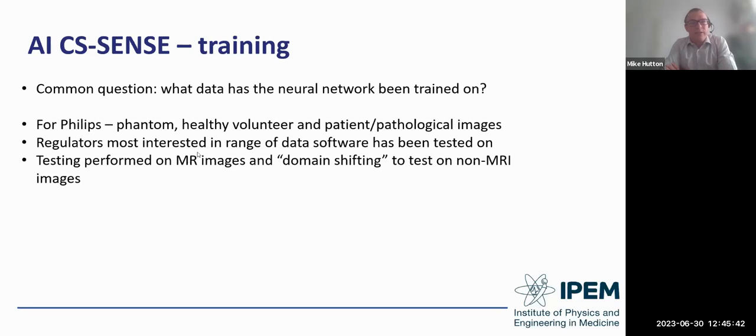And one of the interesting bits of information I got from Philips was that the regulators are actually more interested in the range of data that the software has been tested on as opposed to what it's been trained on. So they're interested in the range of MR images that it's been tested on, but also something called domain shifting, where the neural network is tested on non-MR images. So that's interesting. I don't know what the significance of testing on non-MR images is, but I think it's just interesting. It shows the hoops that manufacturers need to jump through to get these CE marked for clinical use.